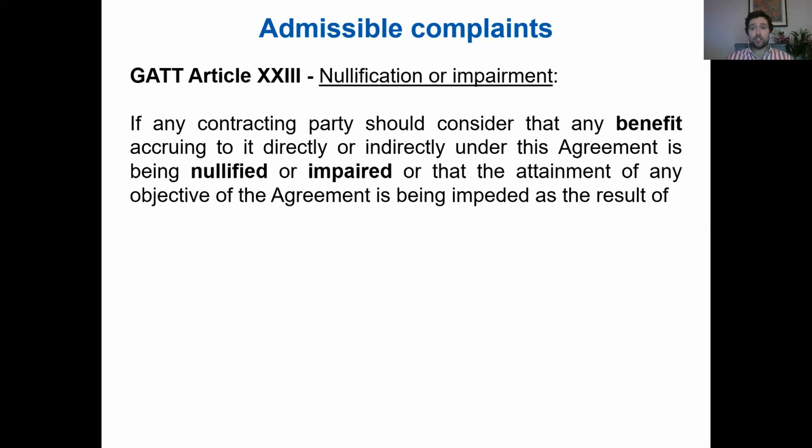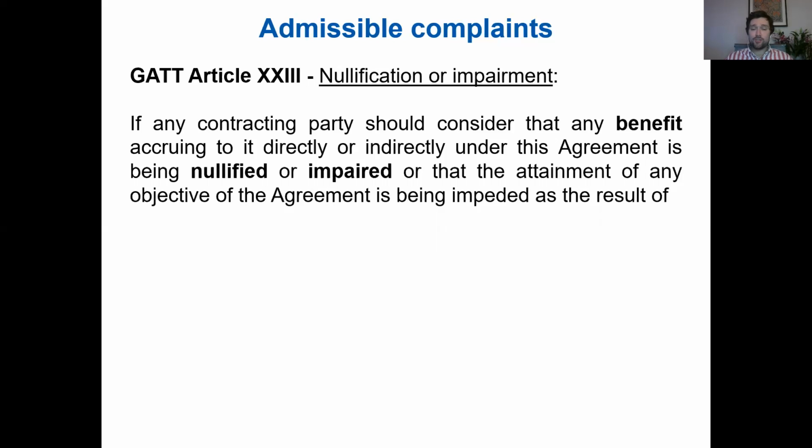So what is nullification and impairment? Well, we do understand the words nullify or impair. Nullification means that it goes to zero, completely evaporates, something doesn't exist any longer. Impairment is likely to mean not complete nullification, not the total disappearance of a benefit, but just some restriction of the benefit, impairment of the benefit. So the English names are pretty straightforward.